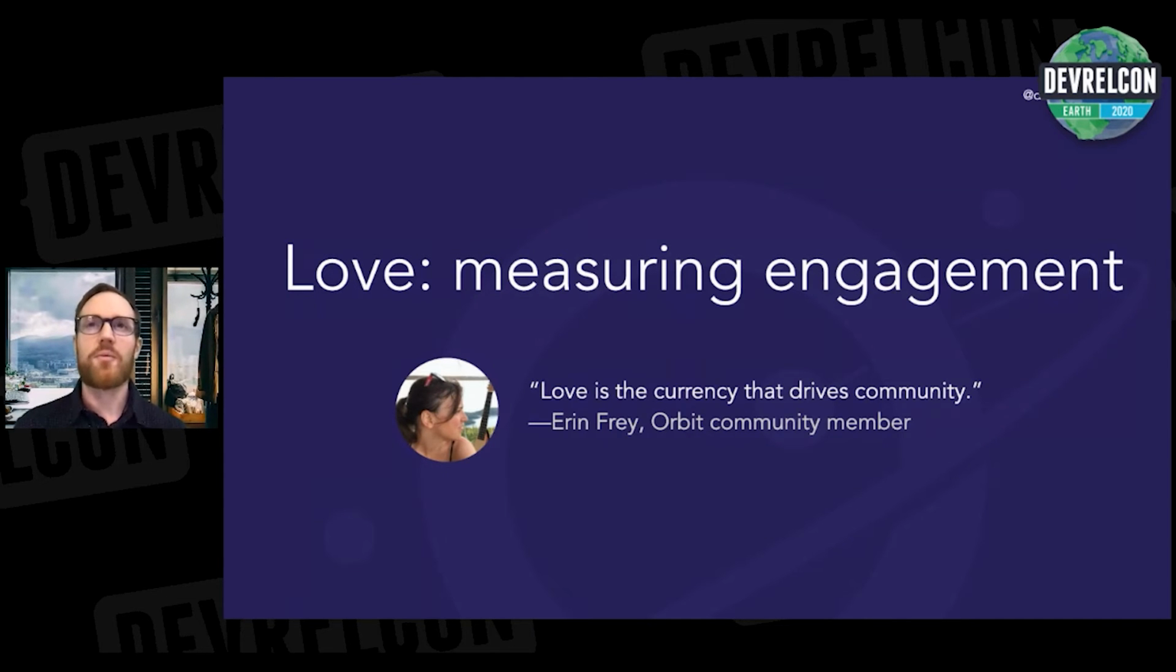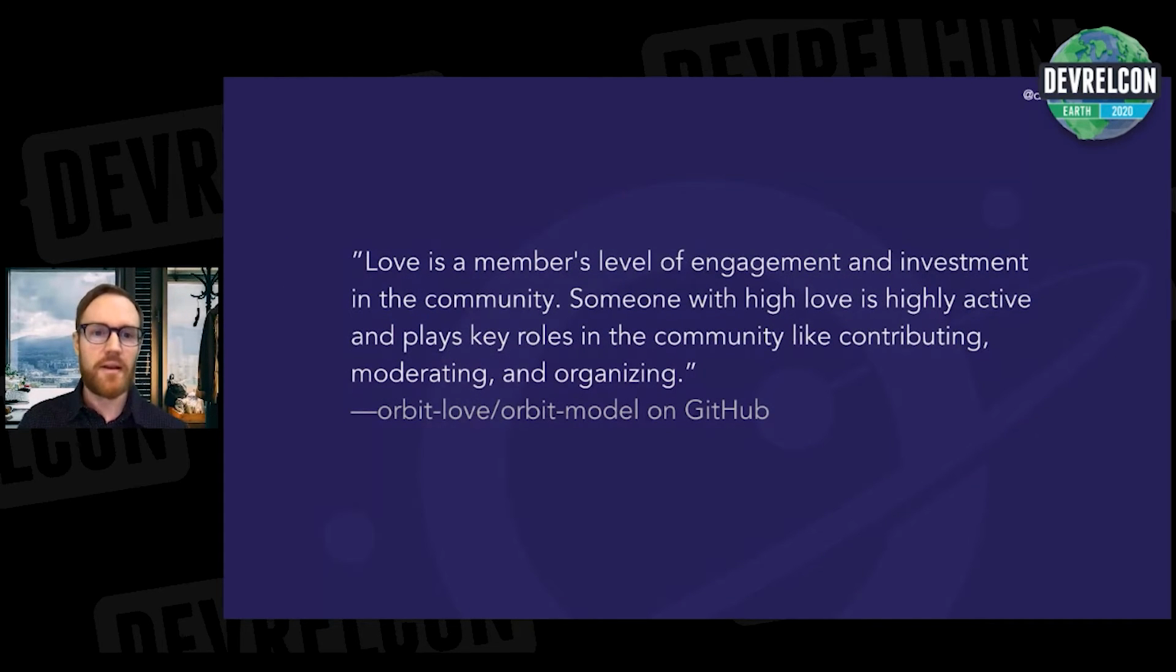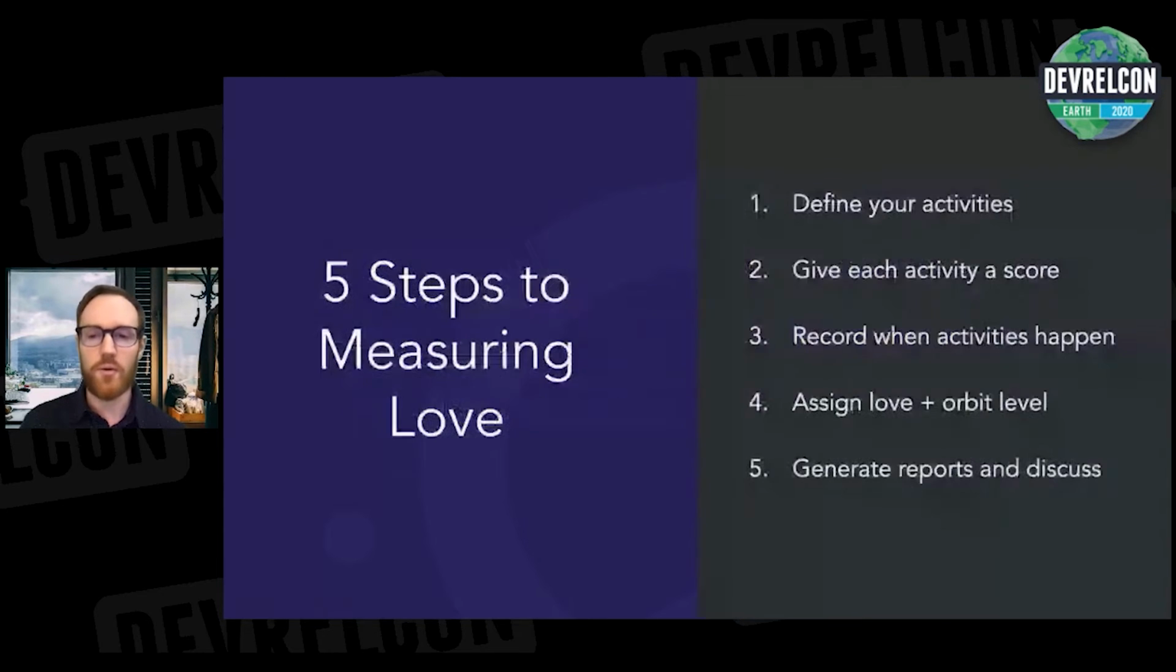And we know that we use these kind of funny words like love and reach that aren't super businessy, but it's important that they're mapped to the concepts that exist in the business world. Again, as a set of vocabulary and terms, it's important that not just within the DevRel team you can use these words, but when you go to other people in the company. So if you want to talk about love, you can also talk about engagement. So love is a member's level of engagement and investment in the community. This is from the Orbit model documentation. And someone with high love is highly active, plays key roles in the community like moderating, contributing, and organizing.